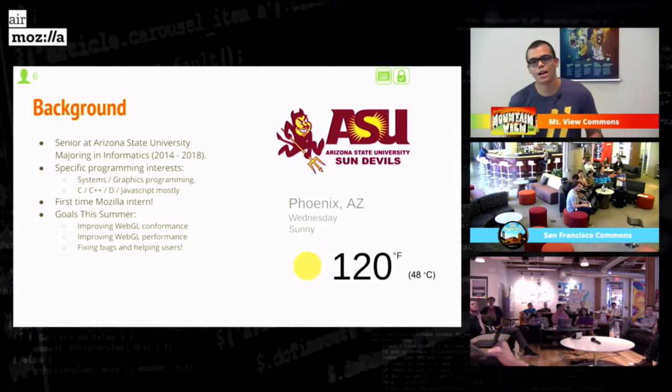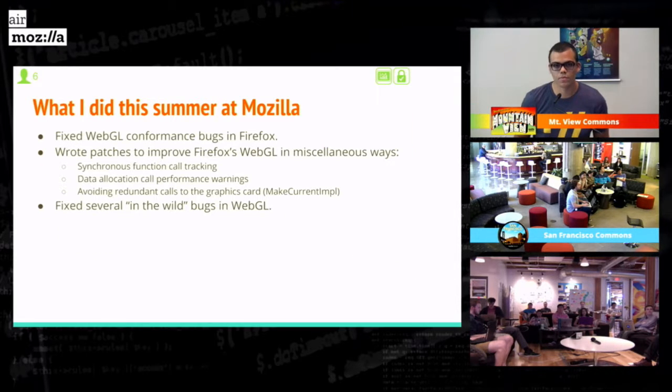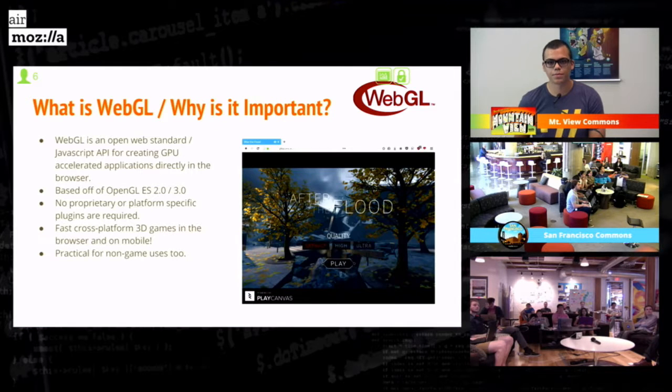It's real. But anyway, my goals this summer were to improve the level of conformance we had, just overall performance, and then fixing real-world bugs that users were running into pertaining to WebGL. So, a recap again: conformance bugs, miscellaneous tracking, and in the wild bugs.